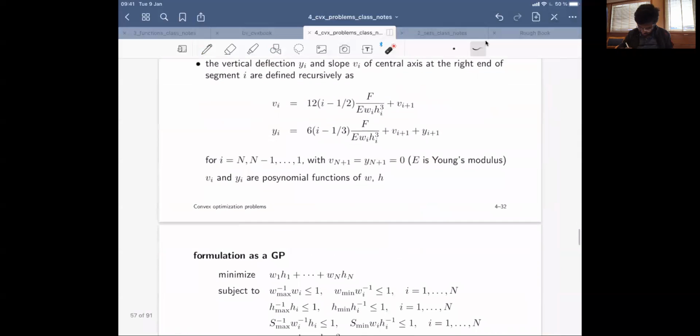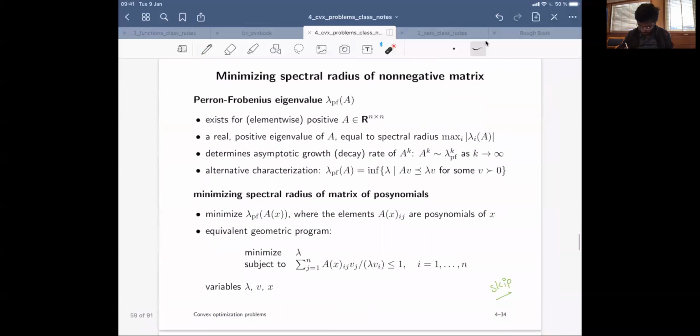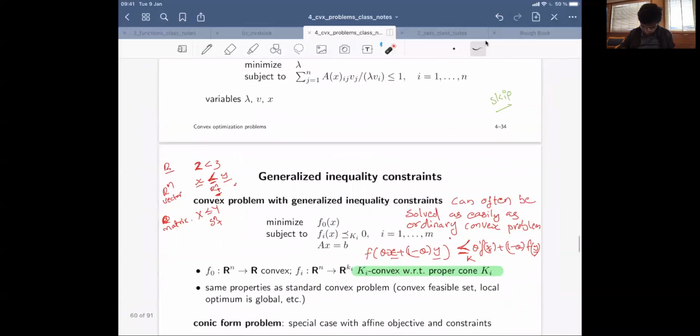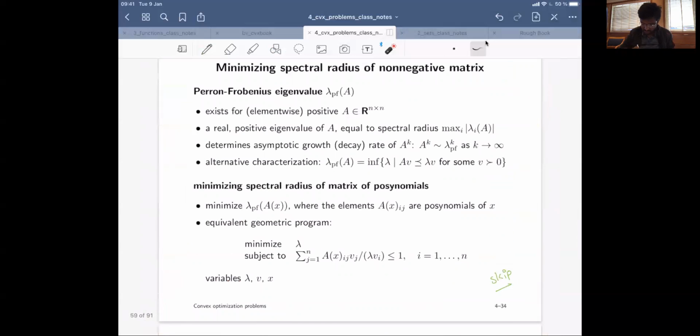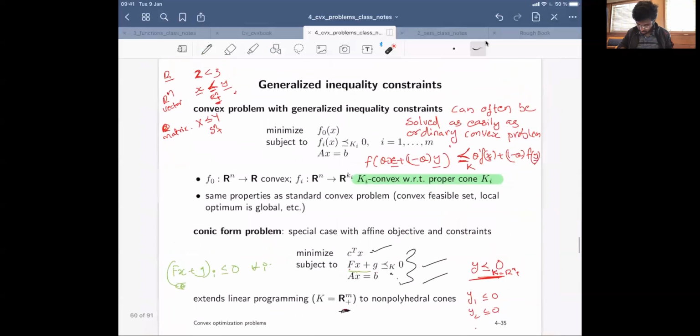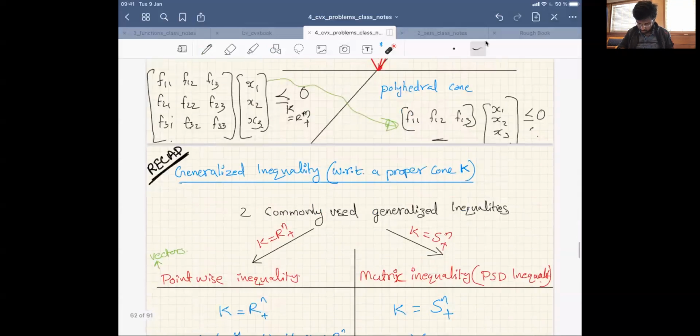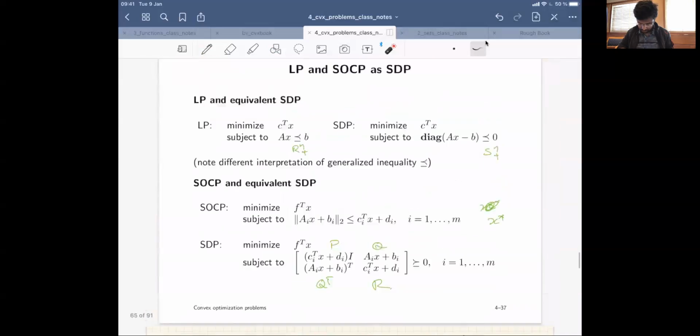I will skip the next example, because I don't think you will come across any application for minimizing the spectral radius of a non-negative matrix. Let's skip that. And now we move to the last section.